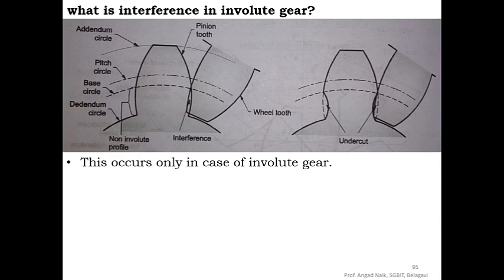In the figure, one can find the outermost circle called the addendum circle, which is the periphery of the teeth of the pinion or the wheel. Next to that there is the pitch circle, then there is the base circle, and at the bottommost part you find the root circle. The vertical height of the teeth between base circle and addendum circle is the non-involute profile.